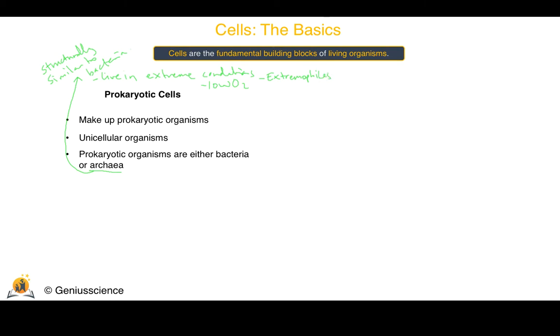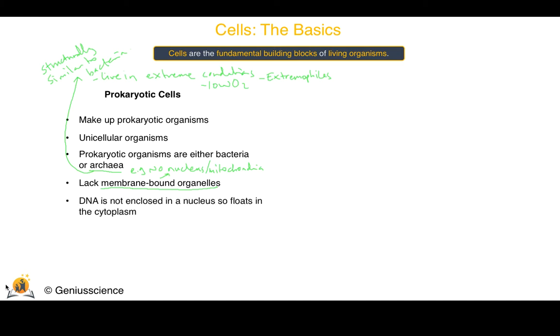Carrying on then, prokaryotic cells actually lack membrane-bound organelles. For example, prokaryotic cells have no nucleus, or mitochondria, or even chloroplasts for that matter. Also, the DNA in prokaryotic cells is not enclosed in a nucleus. As we said, they have no nucleus, so it floats instead in the cytoplasm. And as far as size goes, prokaryotic cells range in size from 0.2 to 2 micrometers.